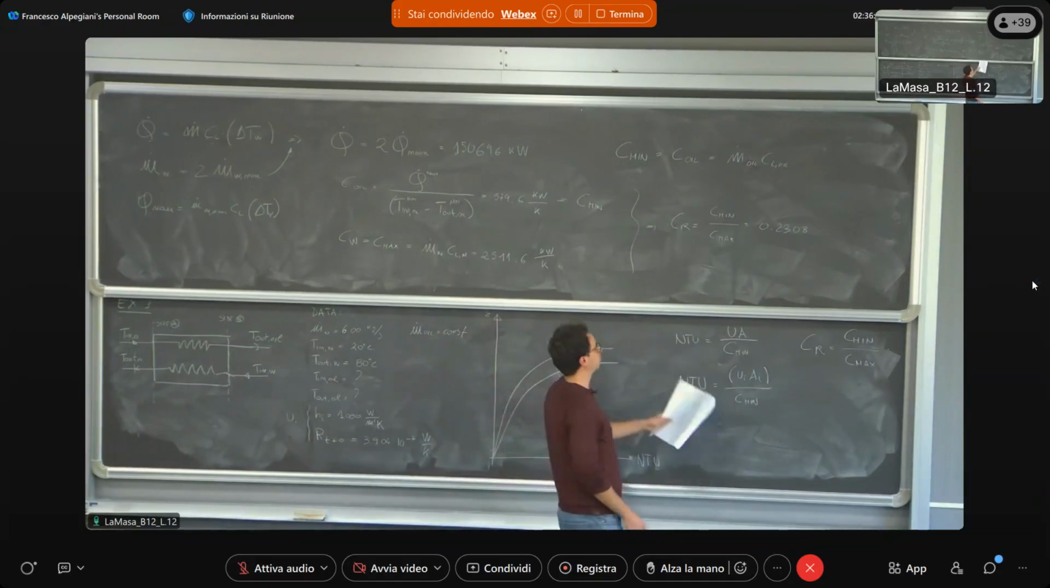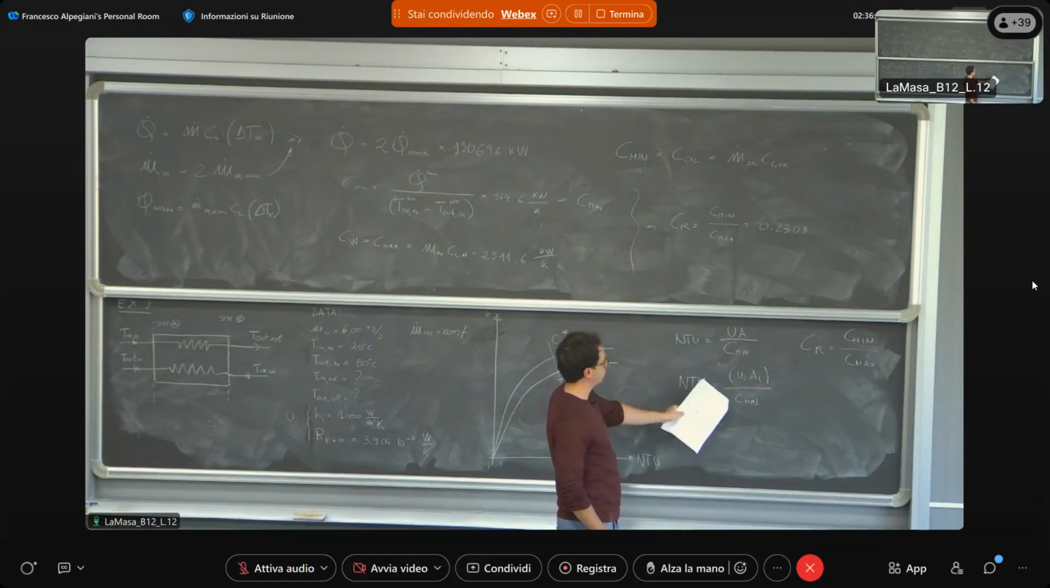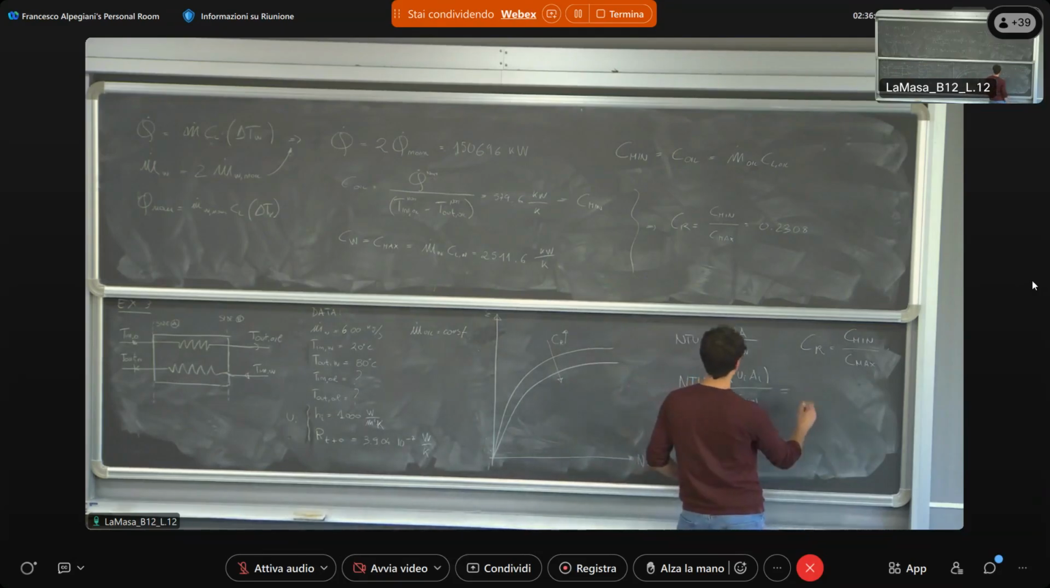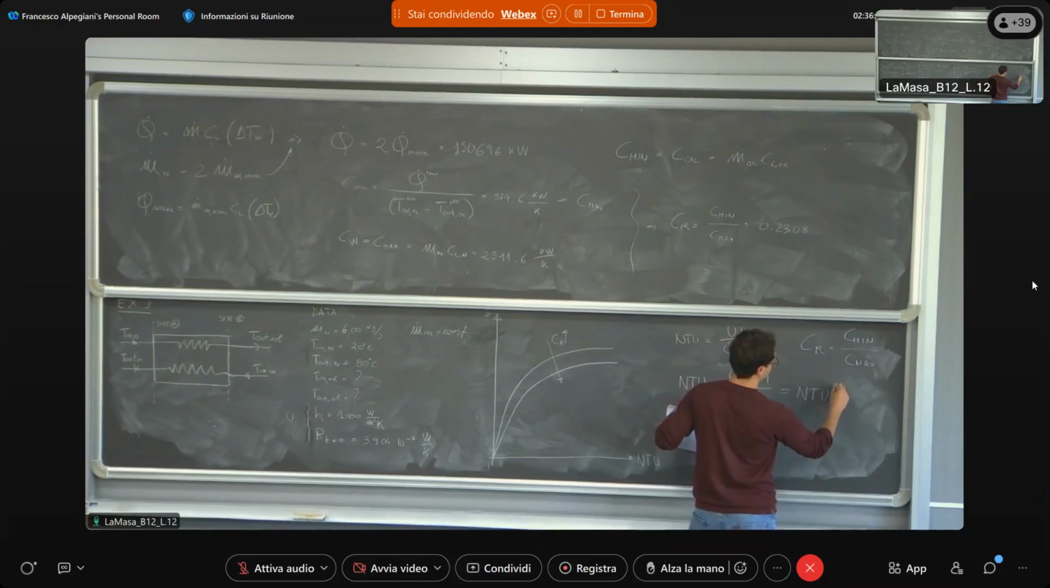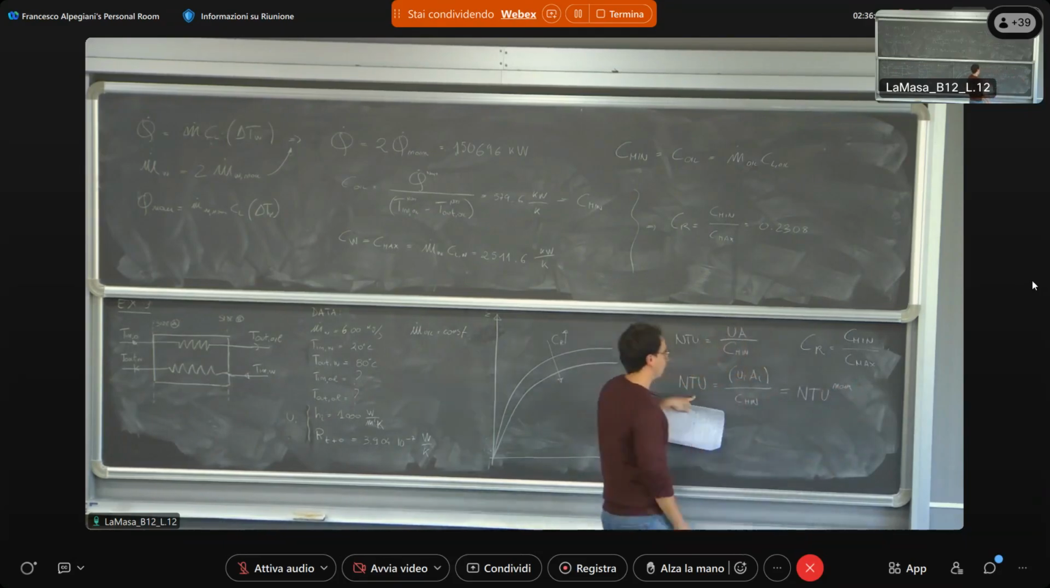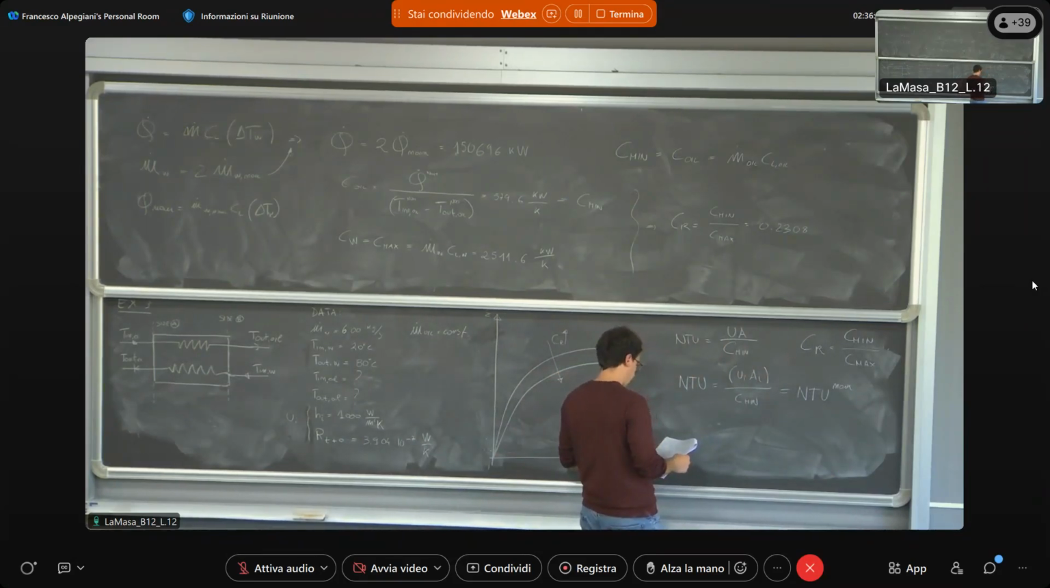And as I said before, the C min, which is the heat capacity of the oil, remains the same. So we can say that the NTU in off-design condition will be equal to the NTU at nominal condition. And so, exploiting the definition of thermal power as a function of UA times the mean logarithmic temperature difference, we can evaluate the UA at nominal condition.